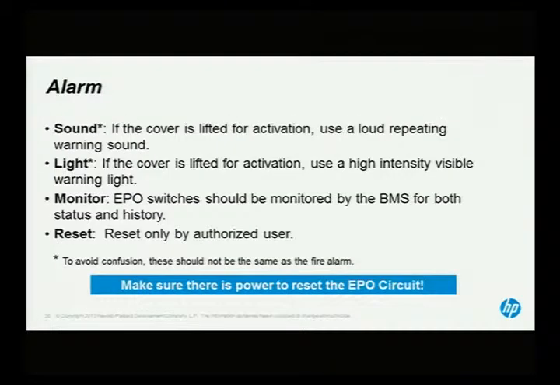Alarm it. You want to know when that EPO is beginning to be activated. Typically, we suggest that you have a cover. There's a sound that goes off when you lift the cover. There's a flashing light or strobe, and make it different, by the way, than the fire system. Monitor it. Use your DCIM program to monitor your EPO circuits and monitor those covers. So if they begin to be activated, there's also a parallel alarm that goes off in your NOC. And it should be only reset by an authorized user.